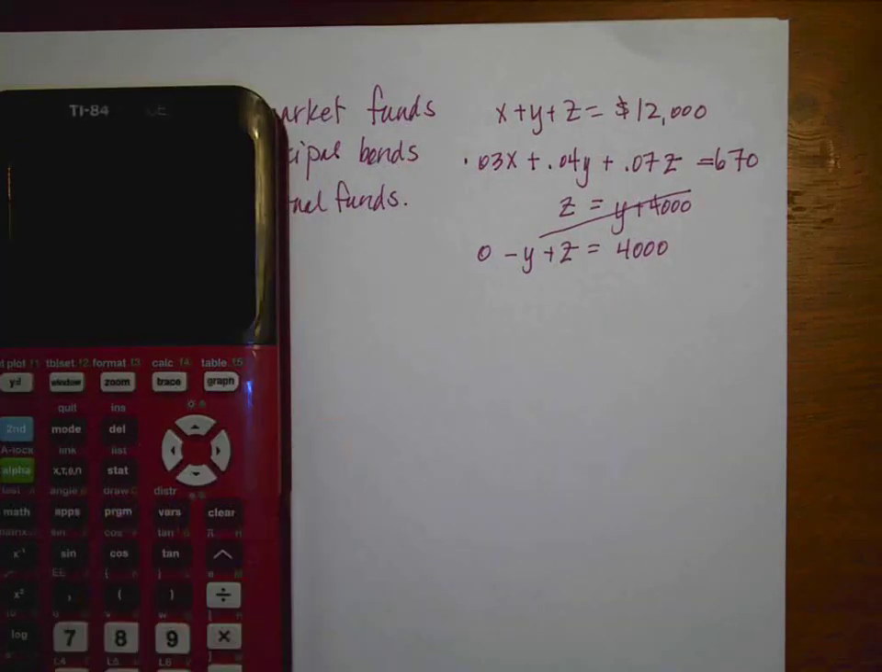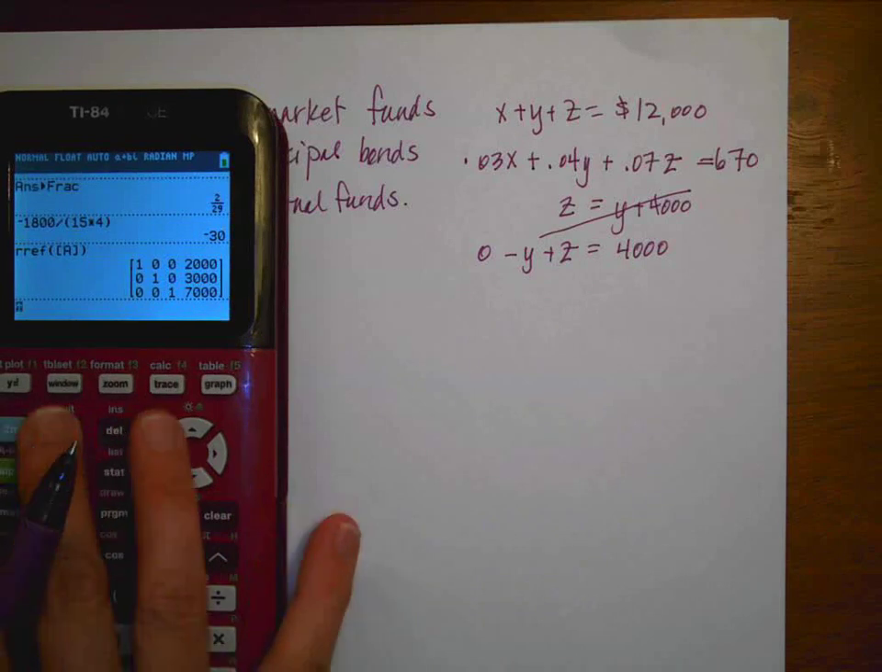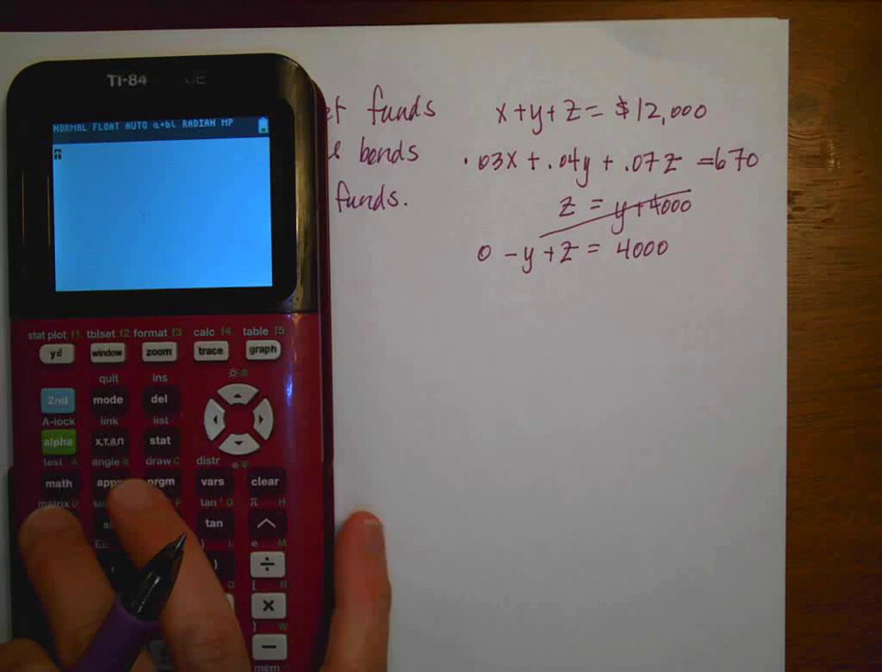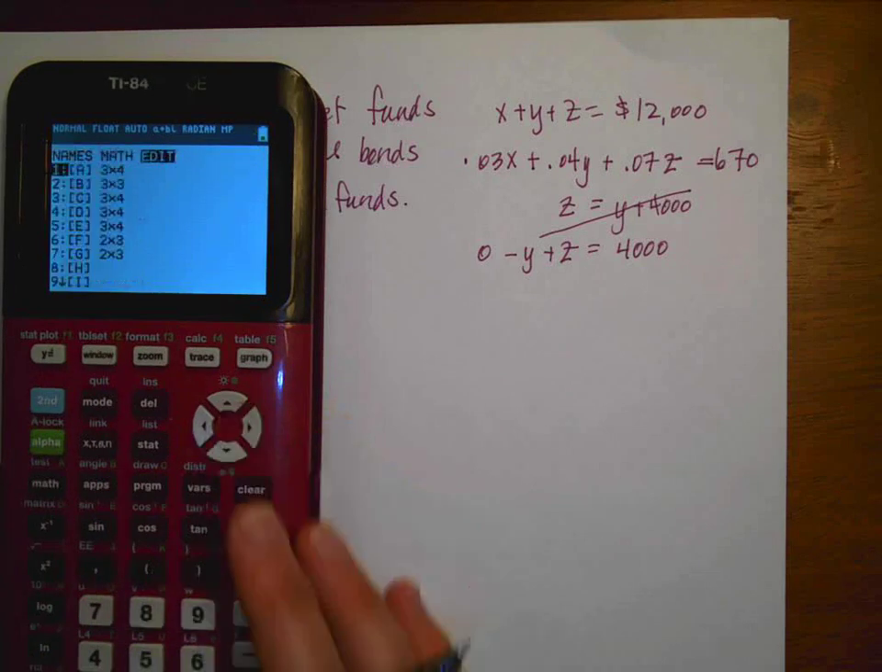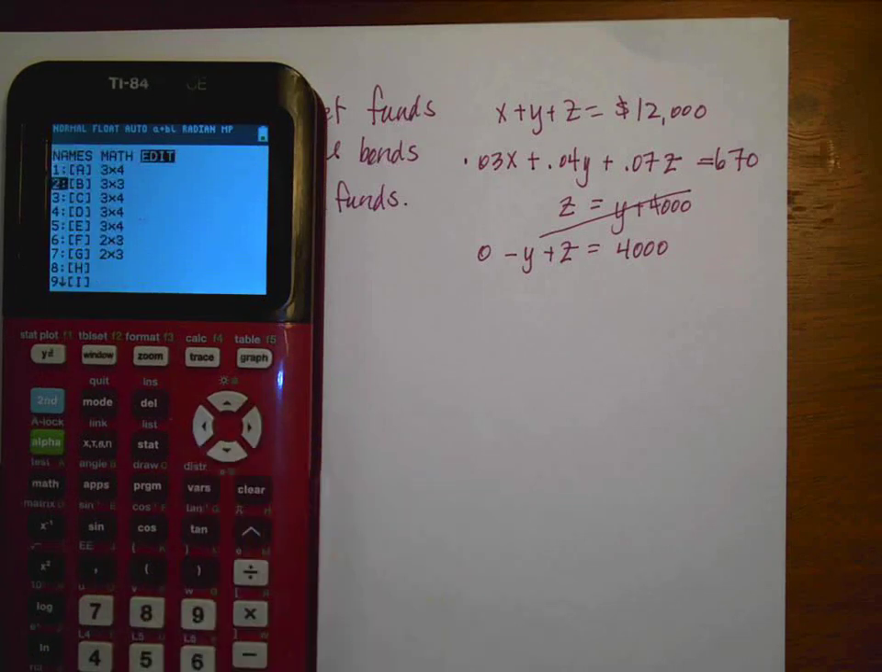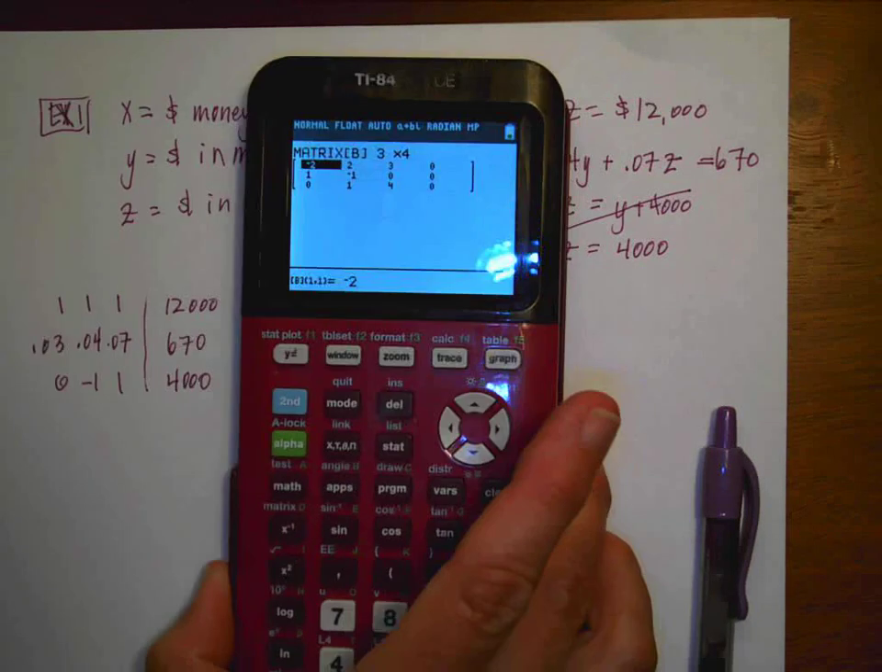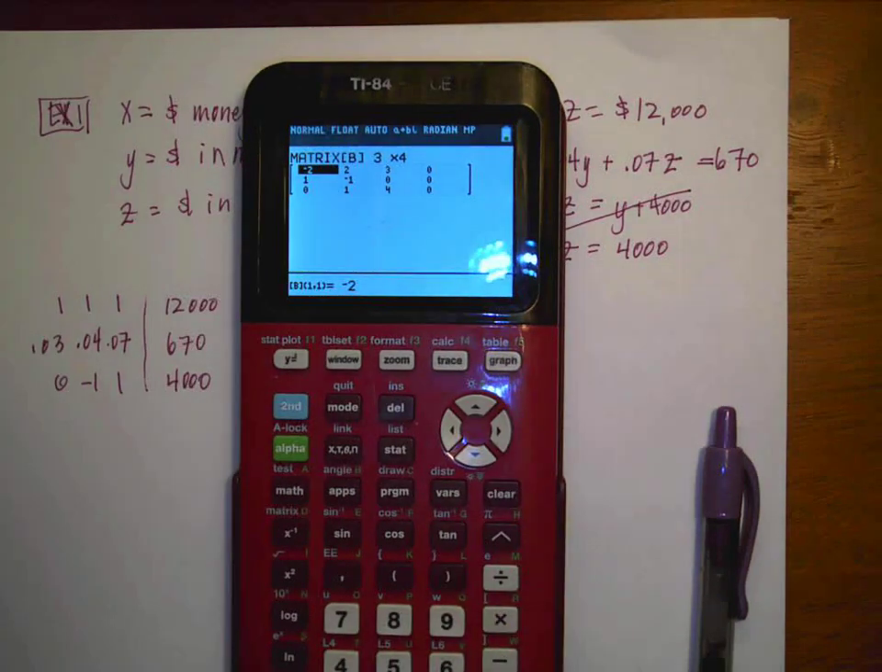So now what I'm going to do is bring in my handy dandy calculator. I'm going to quit and clear. So I'm going to go to my matrices and I'm going to edit. And just for grins, this time I'm going to edit B. And I'm going to tell my calculator that B is a 3 by 4. And then I'm going to enter my matrix. And I'm going to scoot my calculator over just a little bit.